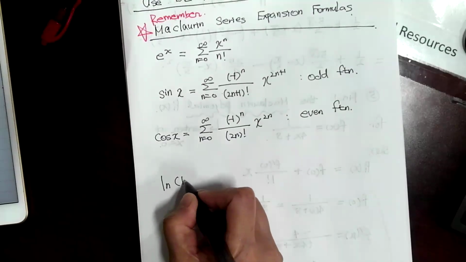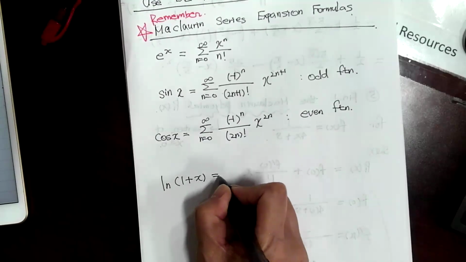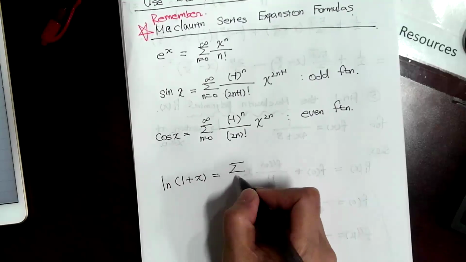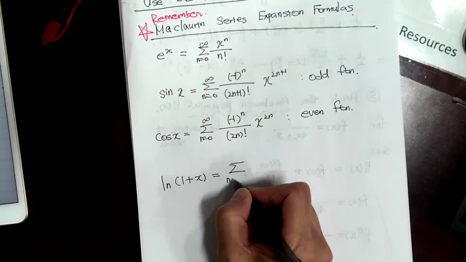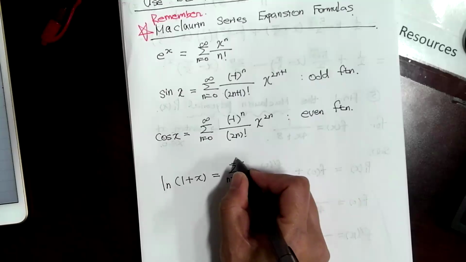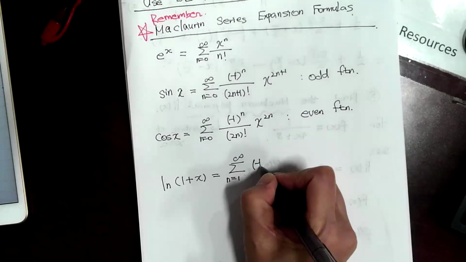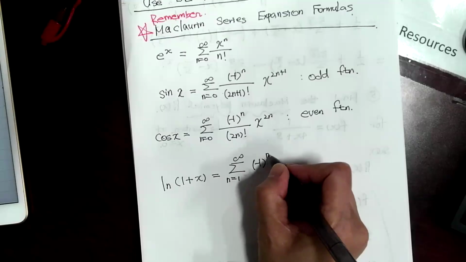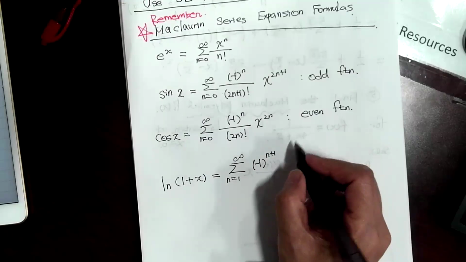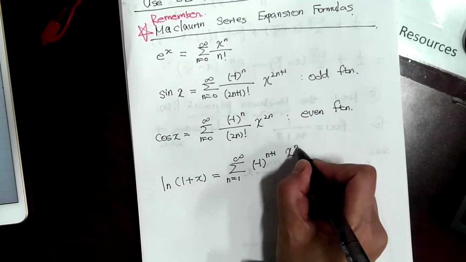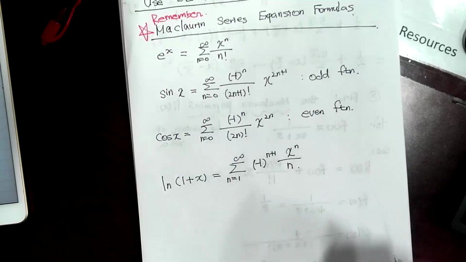Natural log of 1 plus x is, of course, the summation n equals 1 to infinity of minus 1 to the n plus 1 power, x to the n power over n.